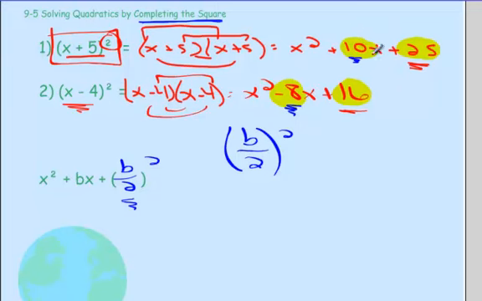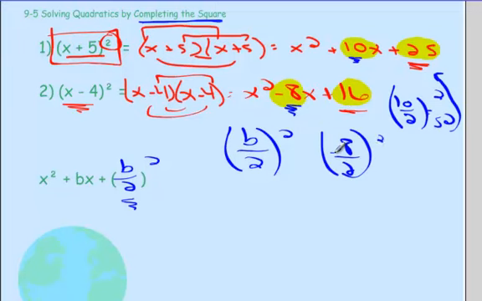Quick review here. So 10, half of it, and squared. Well, that's 5 squared, and that's 25. If I take negative 8, half of it, and square it, half of negative 8 is negative 4. Negative 4 squared is 16. Alright, so we've come up with a first rule on how to complete a perfect square trinomial.